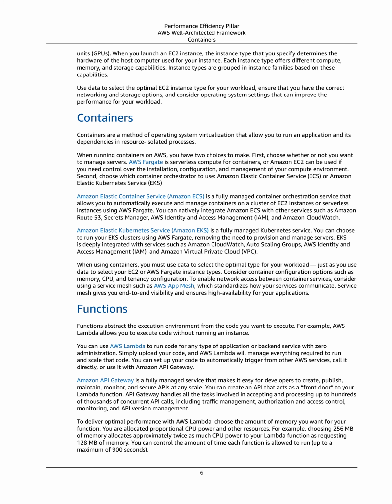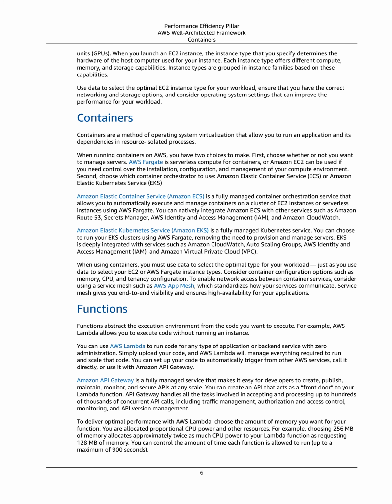Consider container configuration options such as memory, CPU, and tenancy configuration. To enable network access between container services, consider using a service mesh such as AWS App Mesh, which standardizes how your services communicate. Service Mesh gives you end-to-end visibility and ensures high availability for your applications.